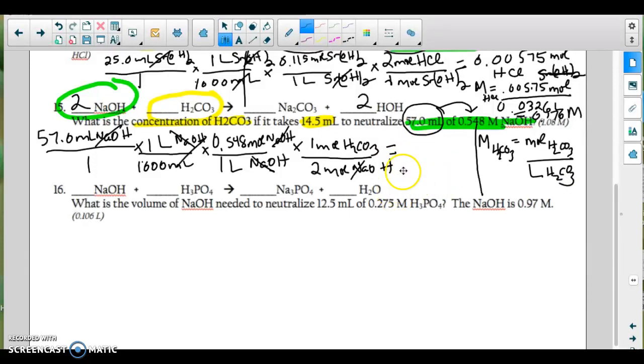My moles of acid for this question are 0.0156 moles. I'm going to put that on the top, and I'm going to divide it by the volume of the carbonic acid, which is 14.5, but I need to convert that into liters, so 0.0145 liter. When I divide that, I get 1.08 moles per liter, or molarity.